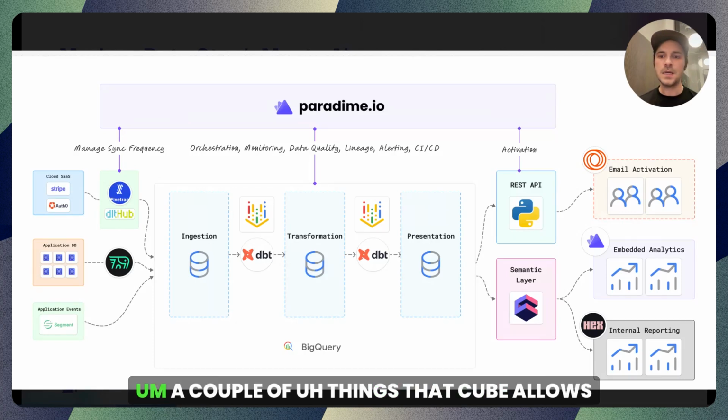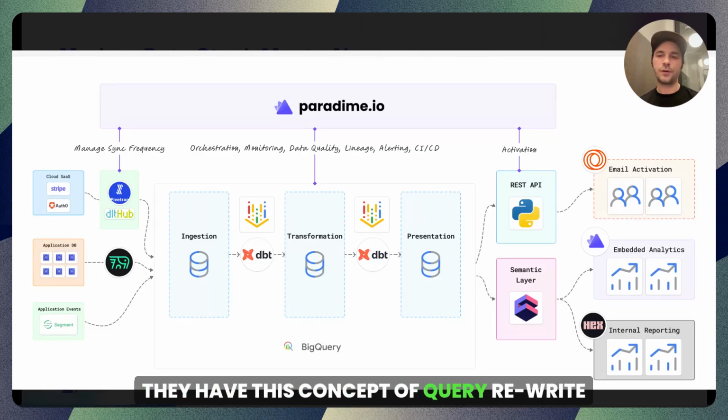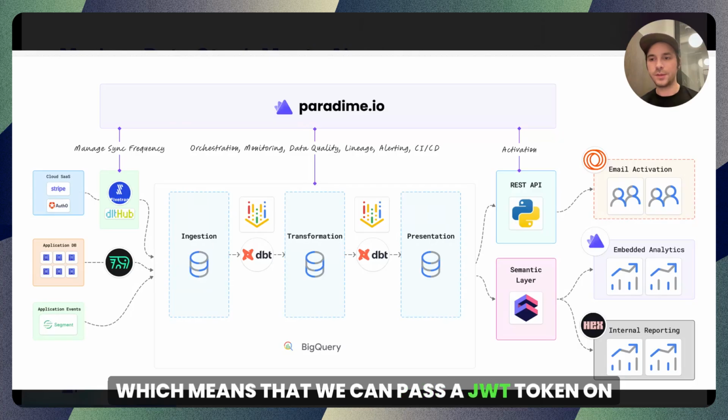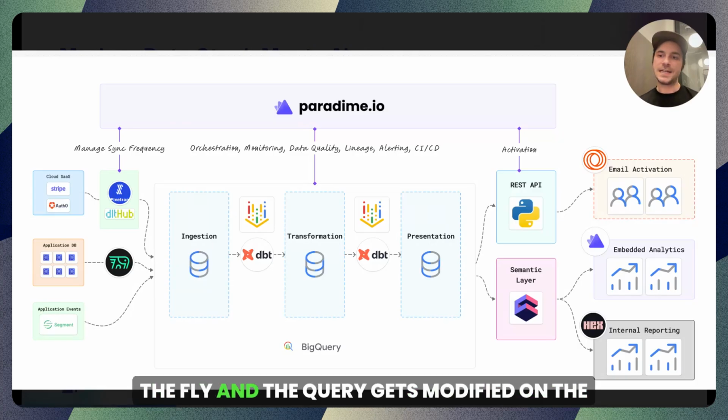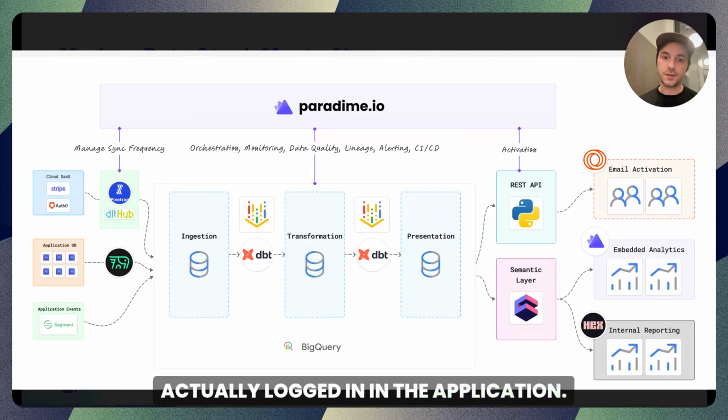A couple of things that Cube allows us to do: they have this concept of query rewrite, which means that we can pass a JWT token on the fly, and the query gets modified on the fly based on the user identity and who is actually logged in to the application. So it gets super secure.